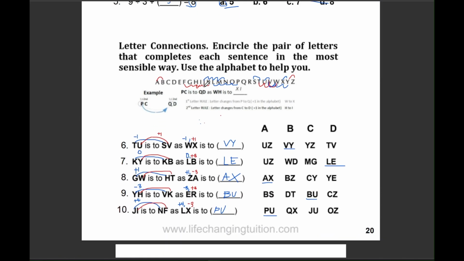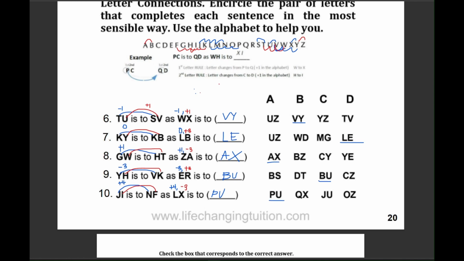Number 6. Letter connections. TU is to SV as WX is to blank. Options: A. UZ, B. VY, C. YZ, D. TV. Why not? Only VY follows the same changes. Answer: B. VY. Formula: first letter minus 1, W to V, second letter plus 1, X to Y.